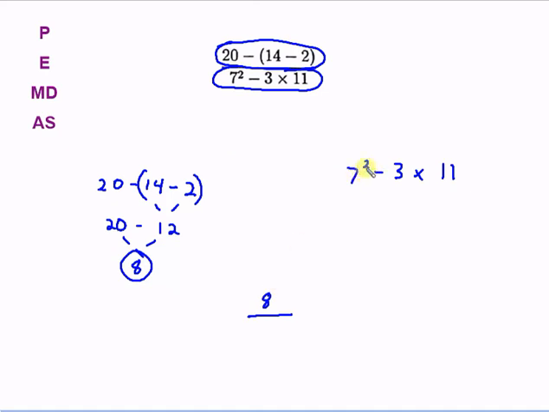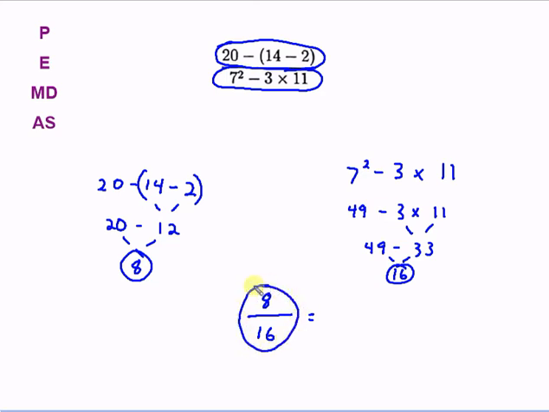We have no parentheses, but we do have an exponent. 7 squared is 49, or 7 to the second power is 49. And then we have all the way down here no parentheses or exponents, but we do have multiplication and division. So we'll do these two first. 3 times 11 is 33. 49 minus 33 then is 16. It's going to be 16. So that leaves us with 8 over 16, and I'll be happy with it there on your homework. But if you remember, you can reduce this down to 1/2. So this is our final answer.